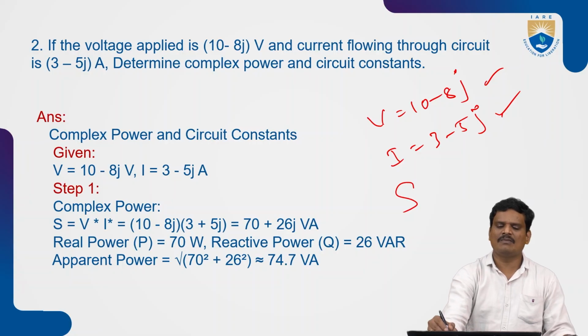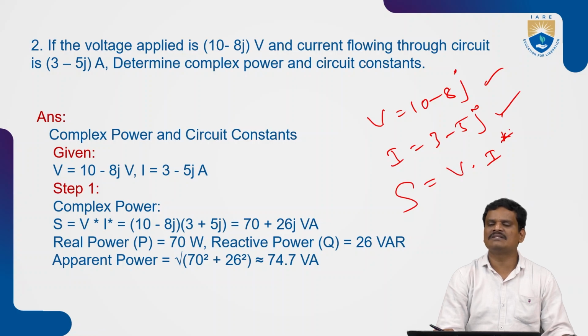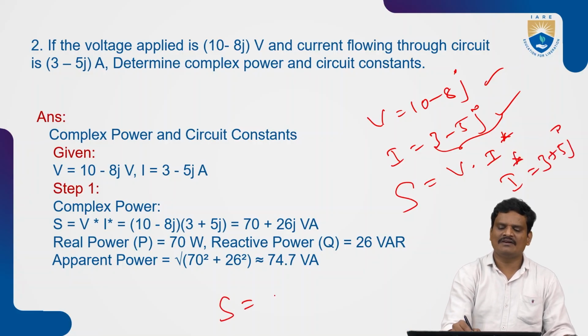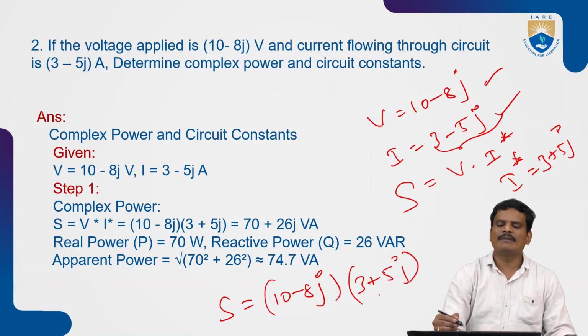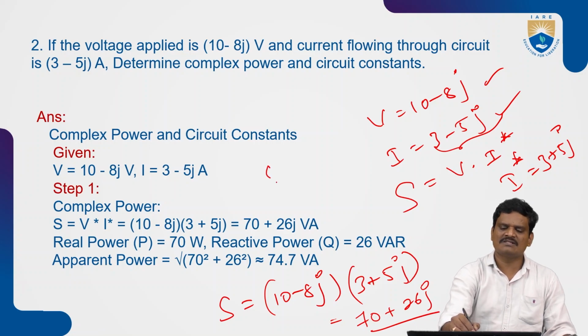Depending upon this, the formula to calculate complex power is V into I conjugate. Here the value of current is given in the question. The I conjugate is considered as 3 plus 5J. Now, you know the value of V, 10 minus 8J, into I conjugate, 3 plus 5J. By multiplying these two, you are going to get the value of S, which is the complex power, and it is given as 70 plus J26. So here you know that S can also be written as what?